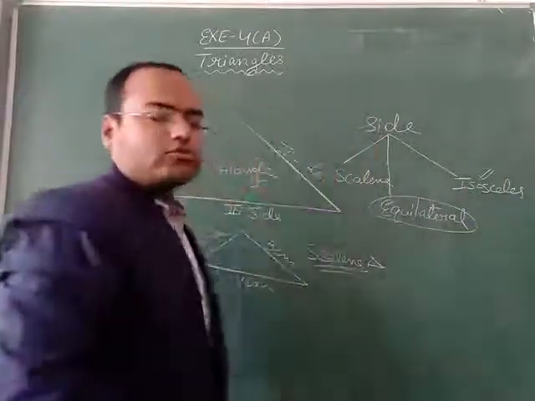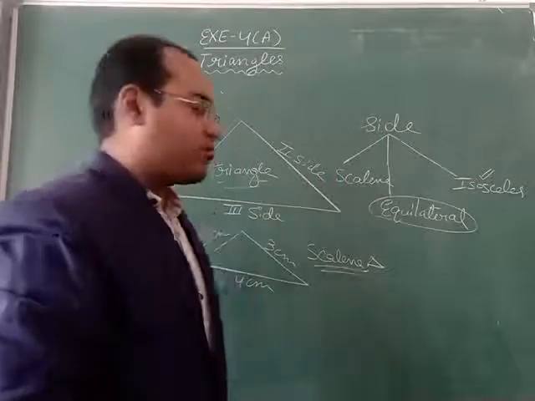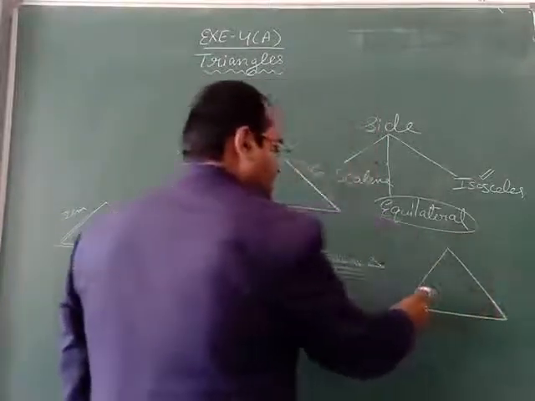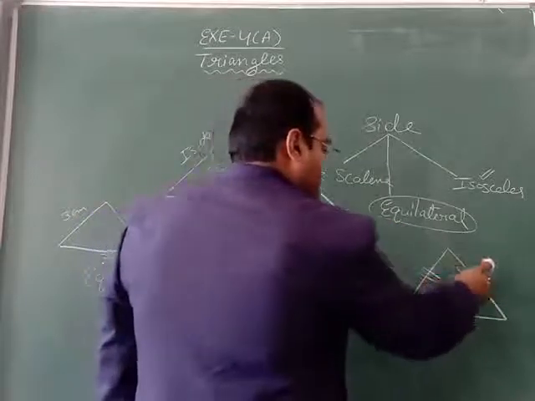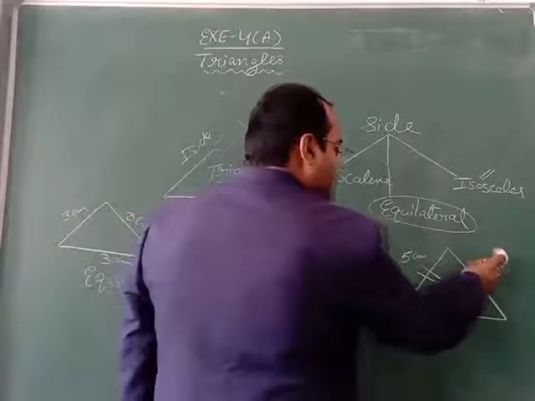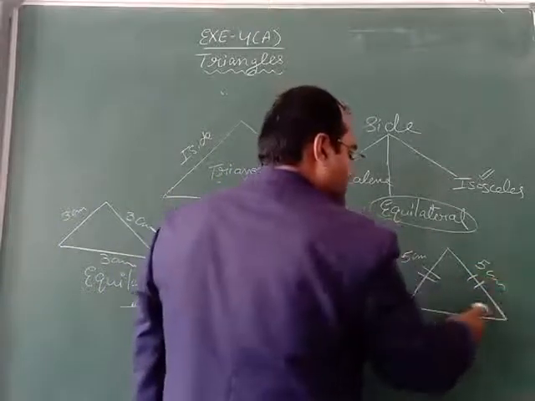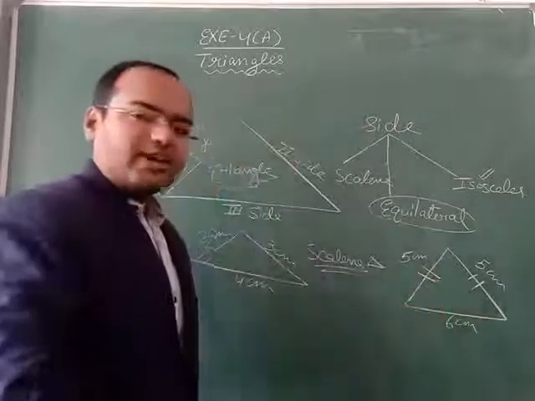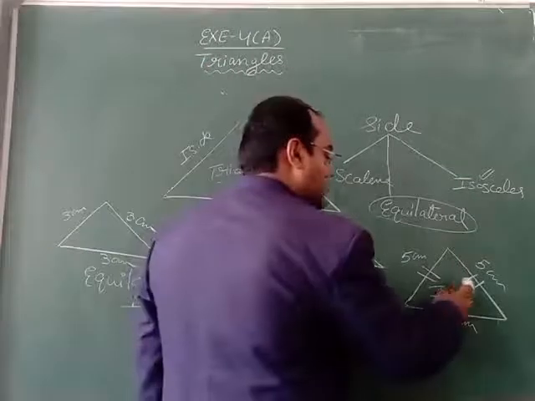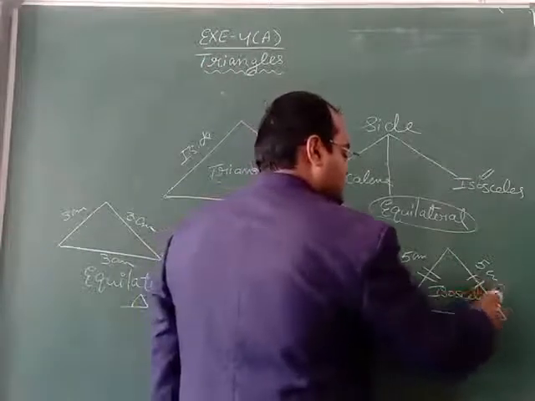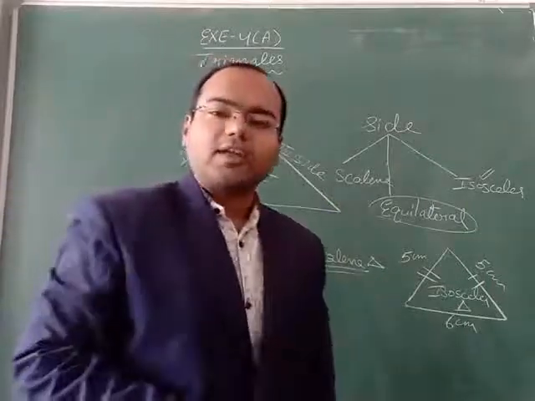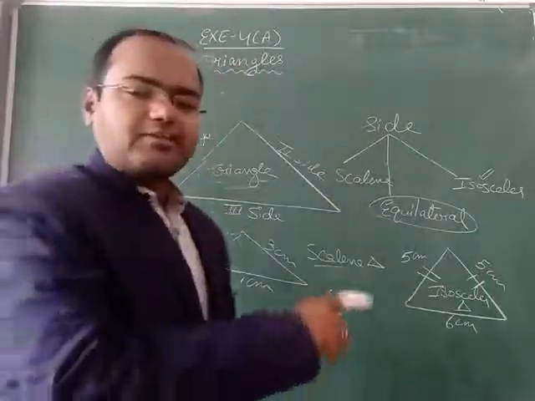And third category is isosceles triangle. Isosceles triangles are those triangles in which two sides are equal to each other. Triangle. These two sides are equal. Suppose these are 5 cm each and this one is 6 cm. So out of three sides of the triangle, two are equal. Such triangles are known as isosceles triangles. So these are the three types of triangle. On the basis of the sides we are dividing them.